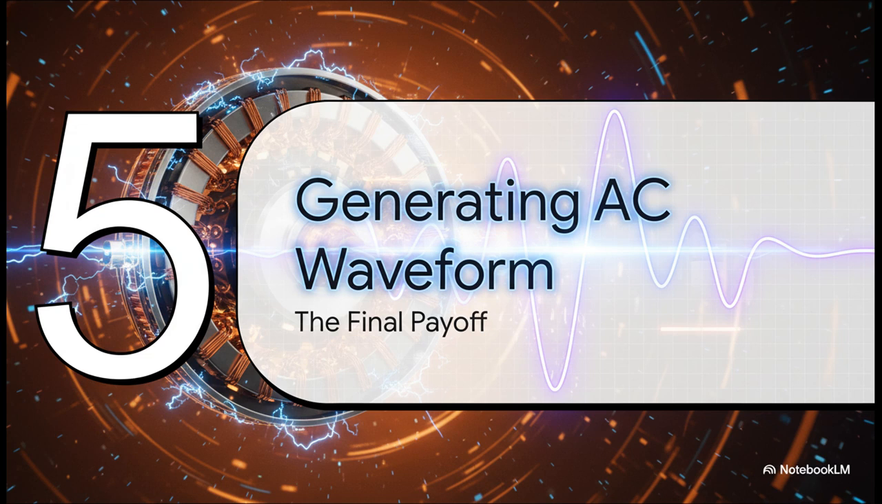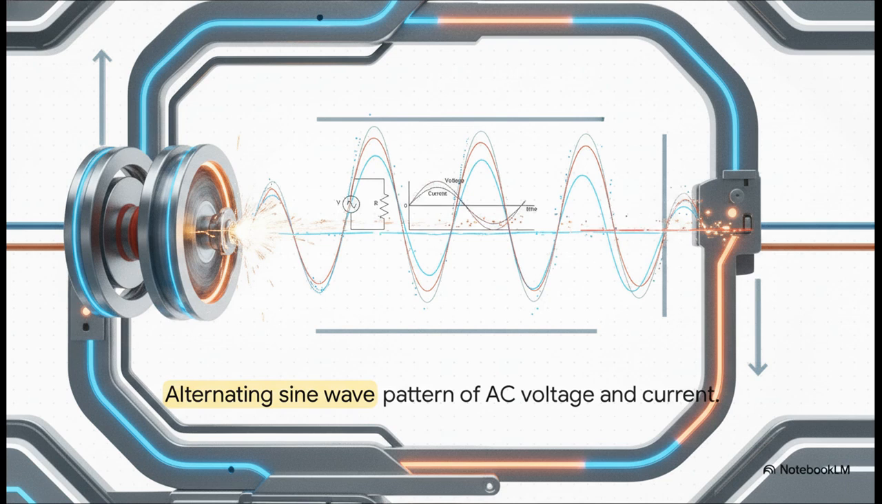Finally, Section 5. Generating the AC waveform, the final payoff. When we map this out, it perfectly illustrates what alternating current actually looks like over time. If you put time on the horizontal axis and voltage and current on the vertical, you get a perfect sine wave. Starting at 0, the voltage smoothly rises to a peak as the rotating coil hits that optimal angle of magnetic flux, and then it drops back to 0.